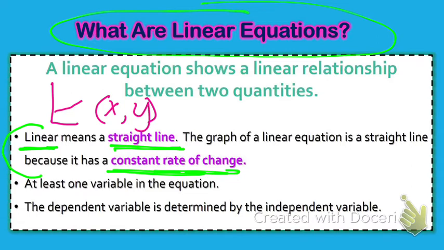X and Y. Yes? So when we write these equations, that's why a lot of times you see the X and the Y, because we're going to learn how to graph these equations. And when we do graphing, we're using points made up of X and Y. Okay? It says the dependent variable is determined by the independent variable.